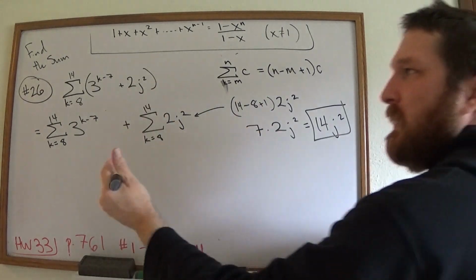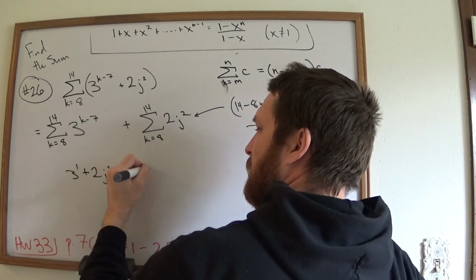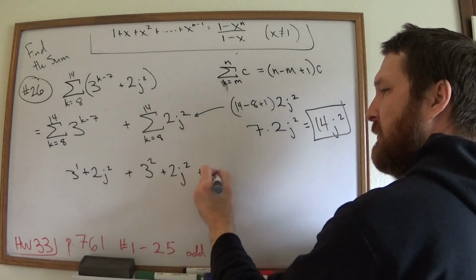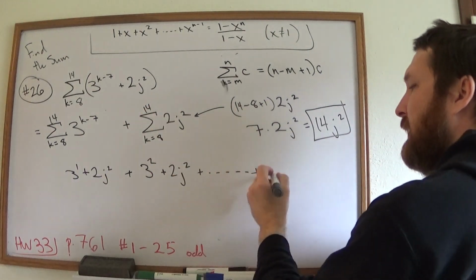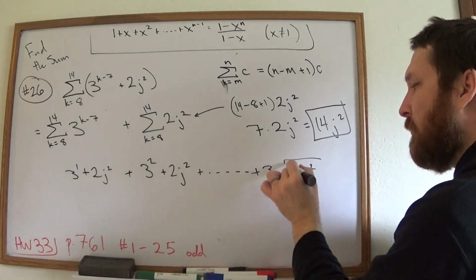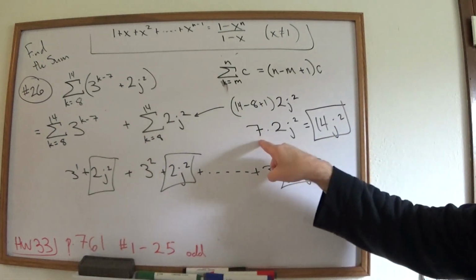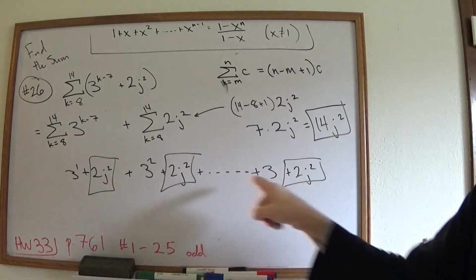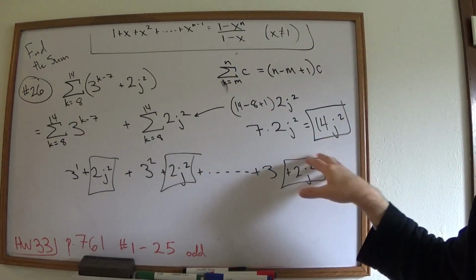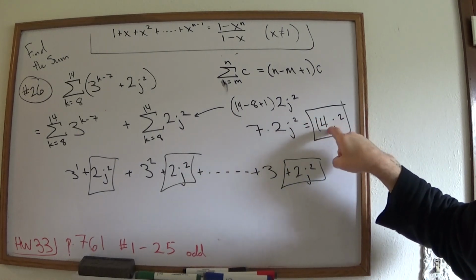Just going back to the very beginning, remember what I was writing was 3 to the 1 plus 2j squared plus 3 to the 2 plus 2j squared. All that is by the time you get to the last one, which is 3 to the whatever plus 2j squared, the total number of them that you should have, if you were to count them all up, should be 7. That's all that is. So you have 2j squared plus 2j squared plus 2j squared 7 times. You would have 7 times 2j squared. That's how I got that right there.